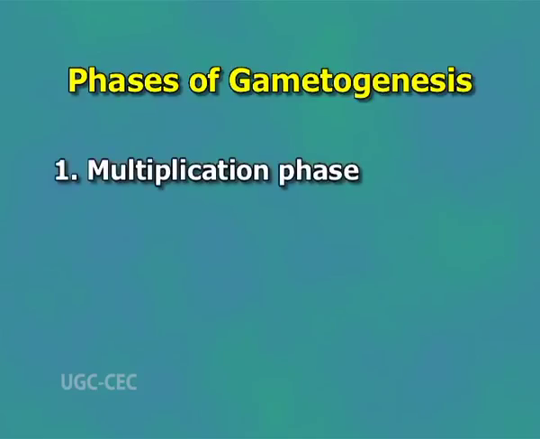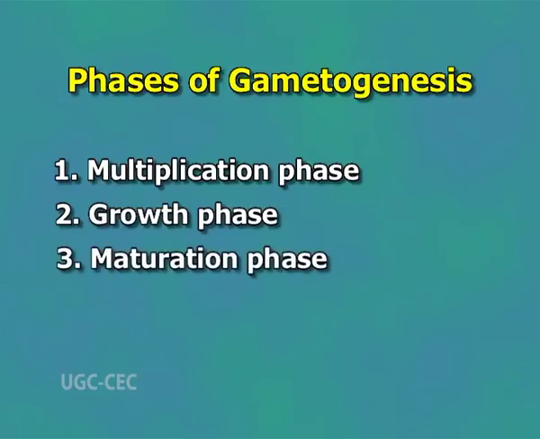Multiplication phase, in which the germ cells of the gonads multiply by mitosis. Growth phase, in which the germ cells grow in size. And maturation phase, in which meiosis takes place to produce the gametes.